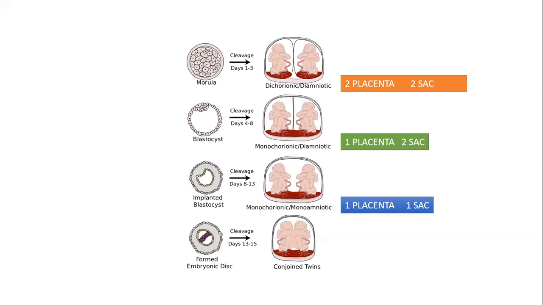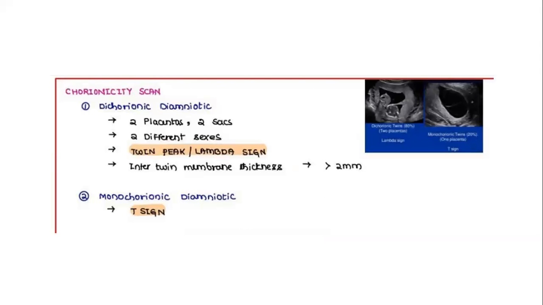Now one or two more important points: in dichorionic diamniotic we see the twin peak or lambda sign, right? Twin peak and lambda sign are the same names used in radio diagnosis or ultrasonography. When you do the scan, in dichorionic diamniotic you see the twin peak or lambda sign, whereas in monochorionic diamniotic, Modi, right?